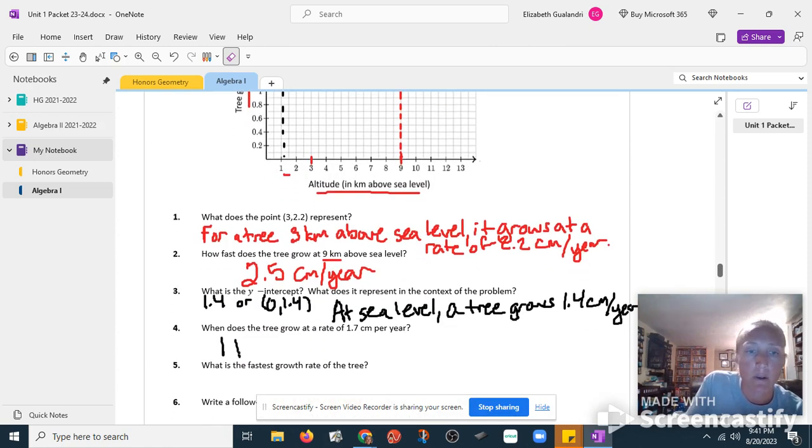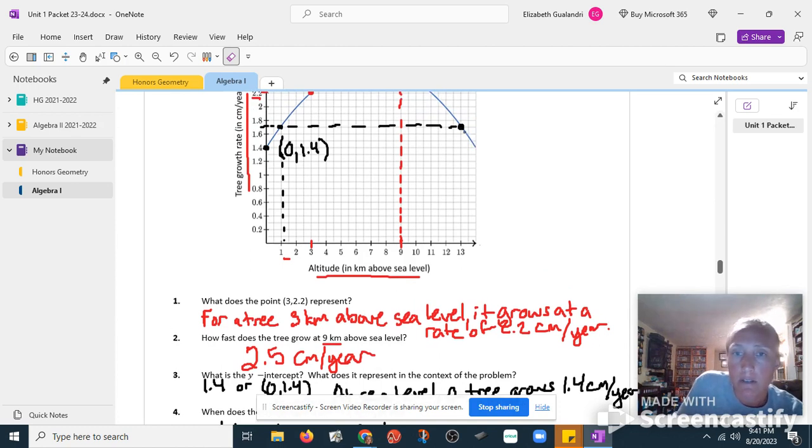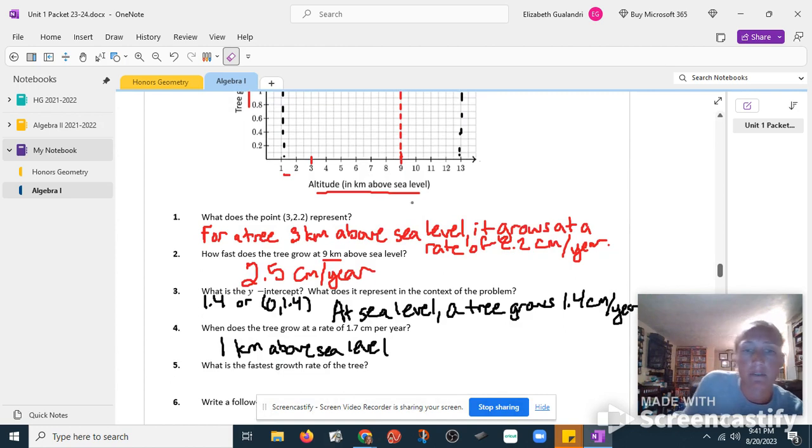So it's at 1 kilometer above sea level. And our other answer is going to be, if I trace this one down, at 13 kilometers above sea level. So I could say at 1 kilometer and 13 kilometers above sea level.